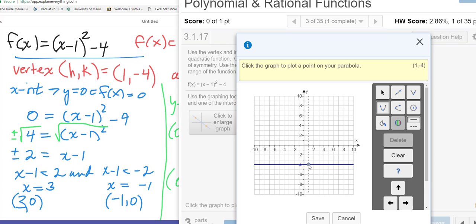It says click the graph to plot a point on your parabola. So I would go ahead and do the x-intercept, which would be (3, 0), and then the (-1, 0) automatically went. And then, of course, I can check and see the (0, -3) went as well. All right, and that's it.